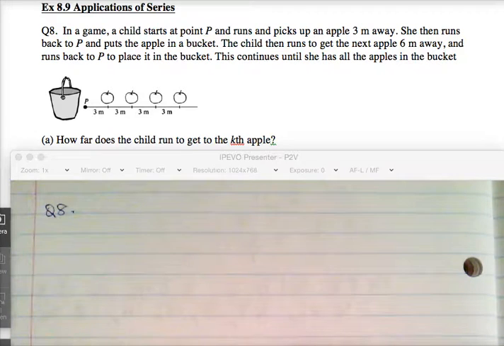This is exercise 8.9, applications of series. I'm not going to do some of the easier questions at the beginning because I think you'll be able to cope with those. I'm going to start at question 8.